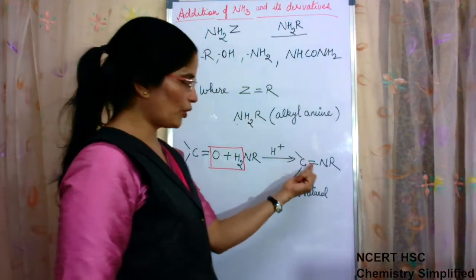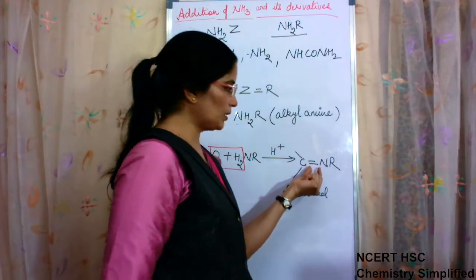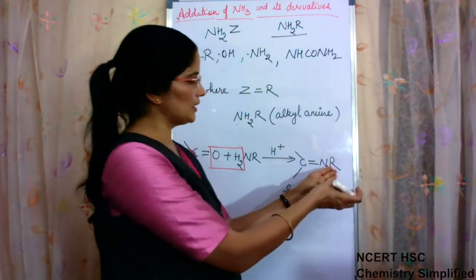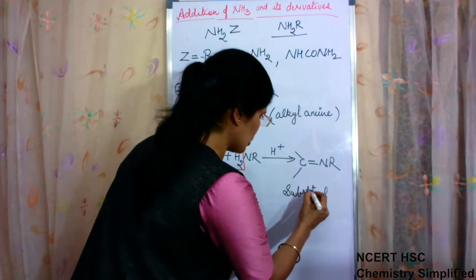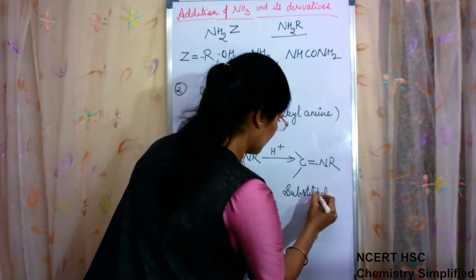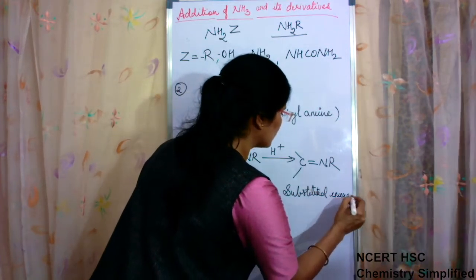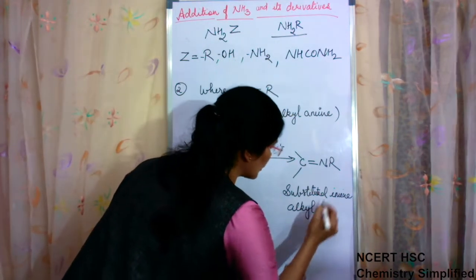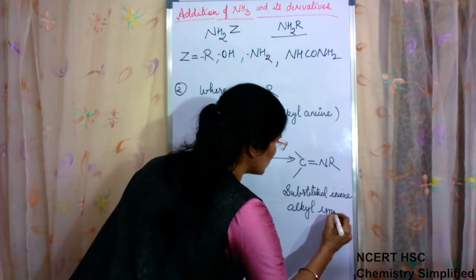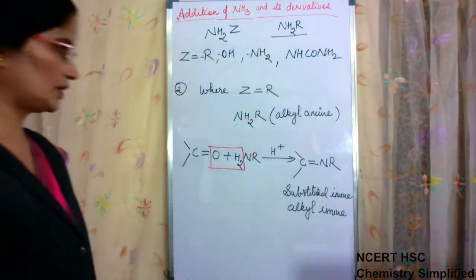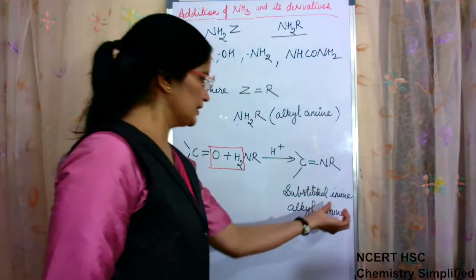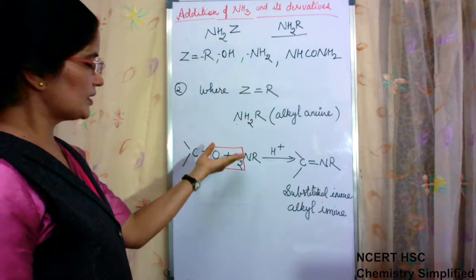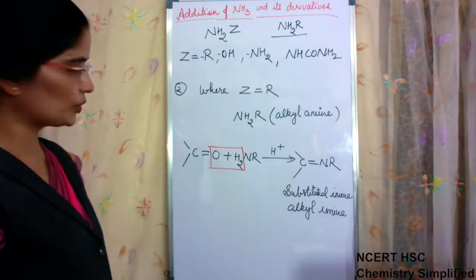When carbon is bonded to NH by a double bond, it is known as imine. And when that H is substituted by some alkyl group, this is known as substituted imine. Or you can also call it alkyl imine, because an alkyl group is here. So the product is alkyl imine when you are using substituted amines as the reagents in this reaction.